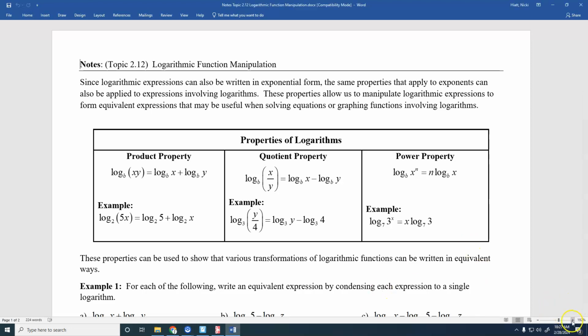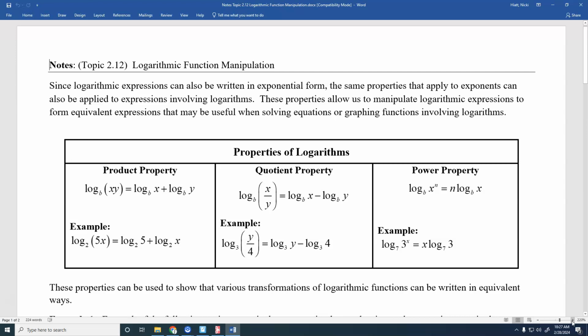Okay, so today we are going to look at properties of logs. They call this section logarithmic function manipulation. So what we'll be doing here is looking at how we can take logs and rewrite them in different forms.